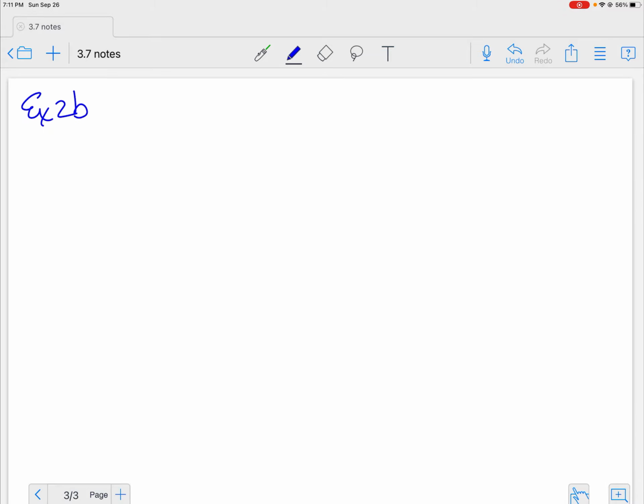Here's example 2b. Let's try this one on. Finding derivatives, of course. y is equal to the square root of 5x squared plus 1. Now tell me things that you see. Yes, I've got a radical. Good. So if I have this radical, as soon as you see that radical, what do you do? Change it to an exponent.